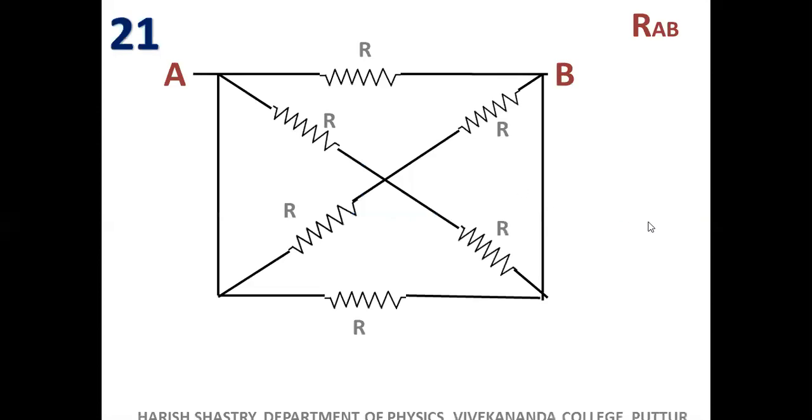Okay. Then 21st problem. We are moving faster now. So here is the 21st problem. Across A and B, what is the resistance?